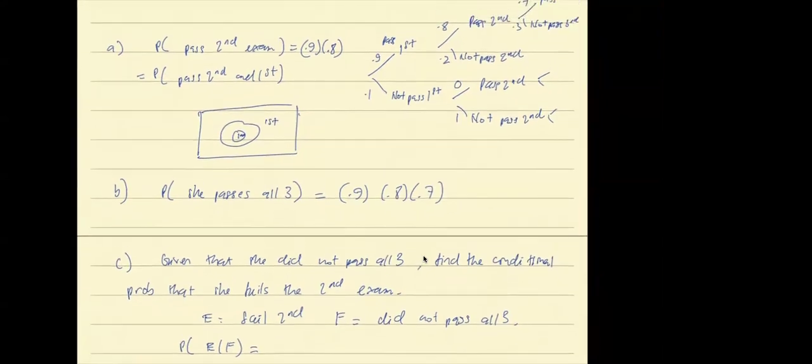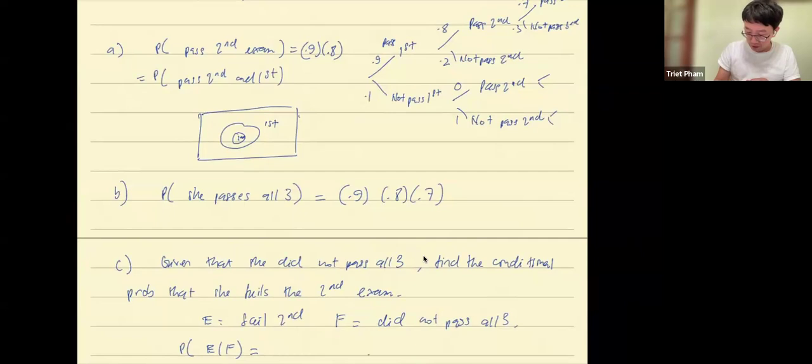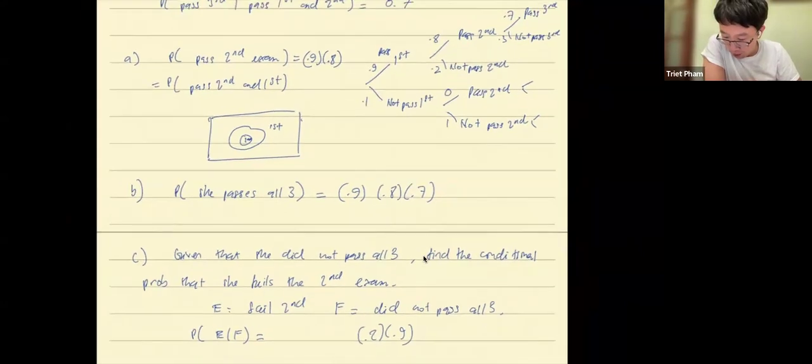So would it just be 0.2 times 0.9? I doubt it. Maybe you're correct, but I doubt it, because in this kind of question there tends to be a catch. But let's see if you're correct. So why is it 0.2 times 0.9? Because you're looking at this branch right here. Yeah, exactly.